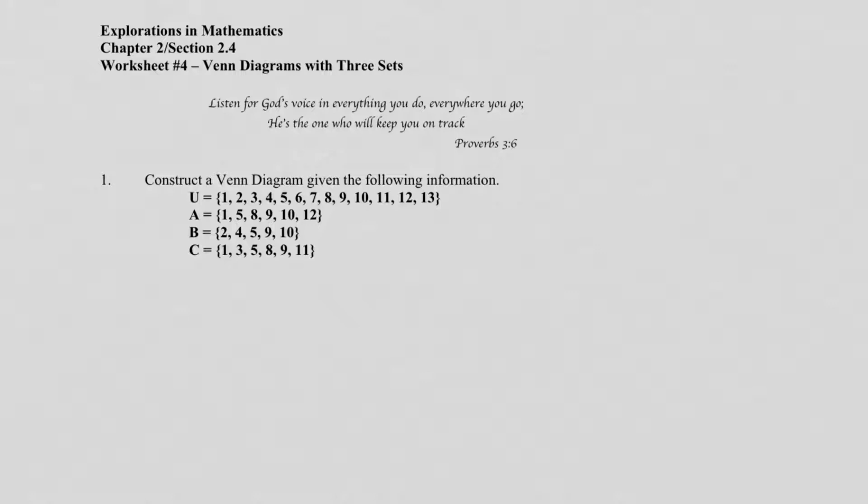This is section 2.4 and 2.5. Both sections have to do with Venn diagrams with three sets. Okay? And so you've seen what two sets look like. So what about three subsets of the universal set? All right, well, it takes a little getting used to drawing, but here we go.